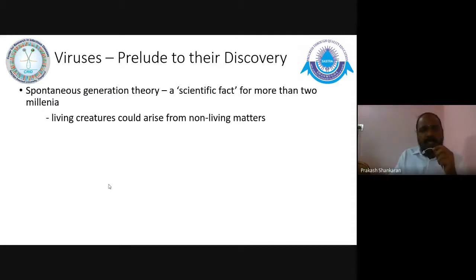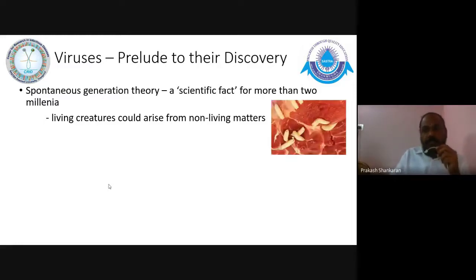It says that living creatures could arise from non-living matter, meaning from a laptop, a rat can be produced, or with 2 bricks and a few leaves, if you keep it under sunlight, you can produce scorpions. Yes, there were really protocols like that. People followed them, and they believed it.